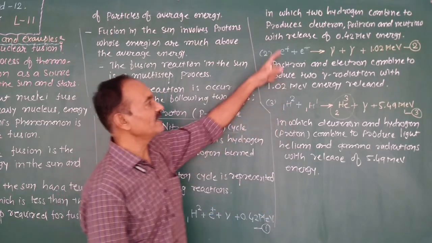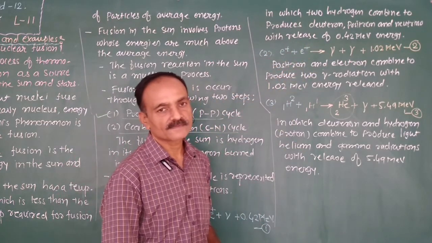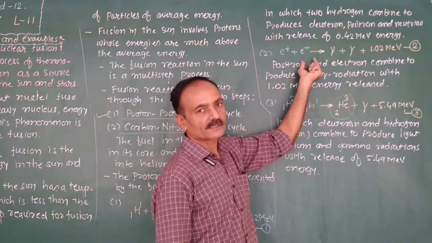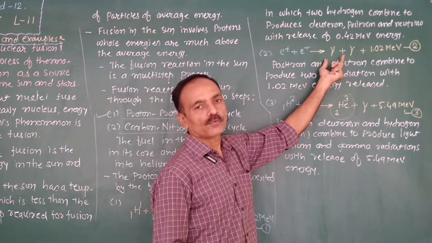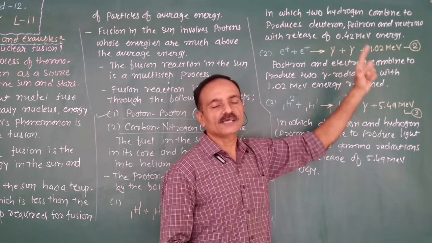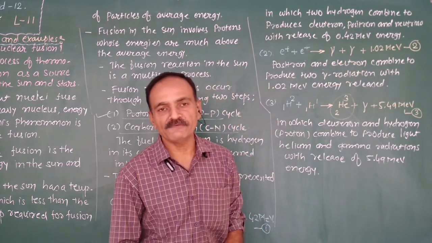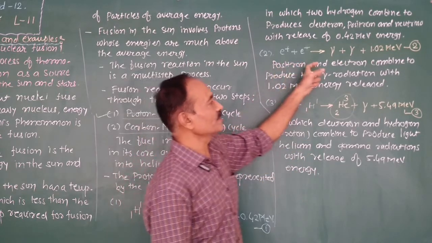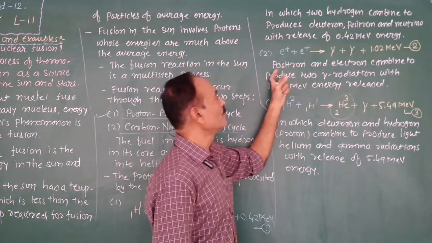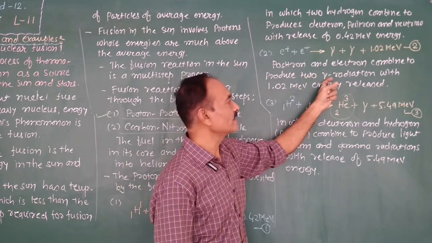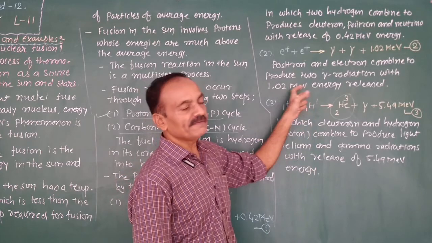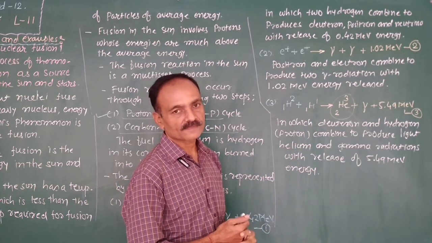0.42 MeV energy released. Now, this positron combines with an electron and two gamma radiations with 1.02 MeV energy are released. In this process, the positron and electron combine to produce two gamma radiations with 1.02 MeV energy released.